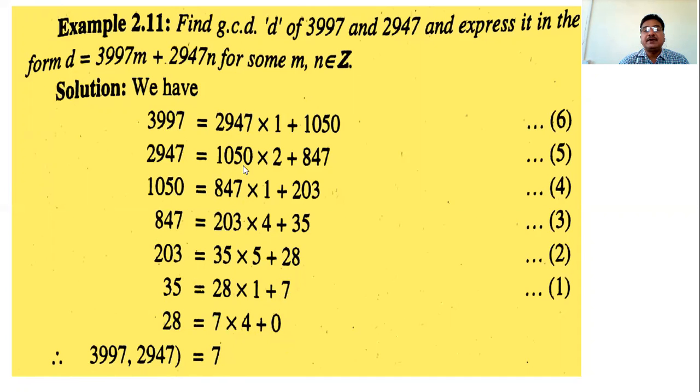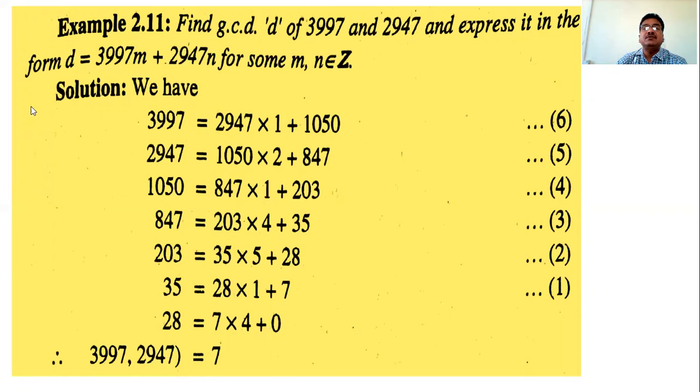The last remainder is 0. So when applying the division algorithm, if we get remainder 0, we stop the procedure. And so the greatest common divisor of the two numbers is the second last remainder, or last non-zero remainder. This is the first non-zero remainder, this is the second, third, fourth, like that. This is the last remainder, which is 0, and the second last remainder is 7. So the greatest common divisor of 3997 and 2947 is 7.